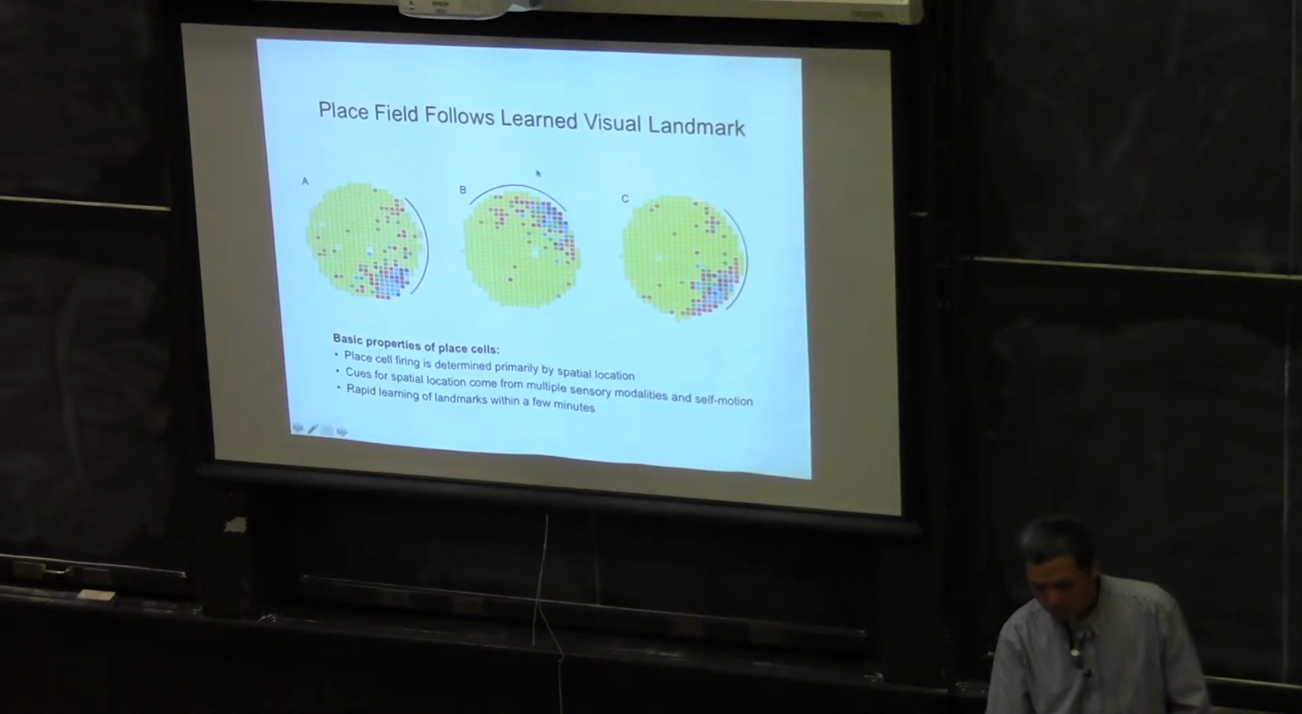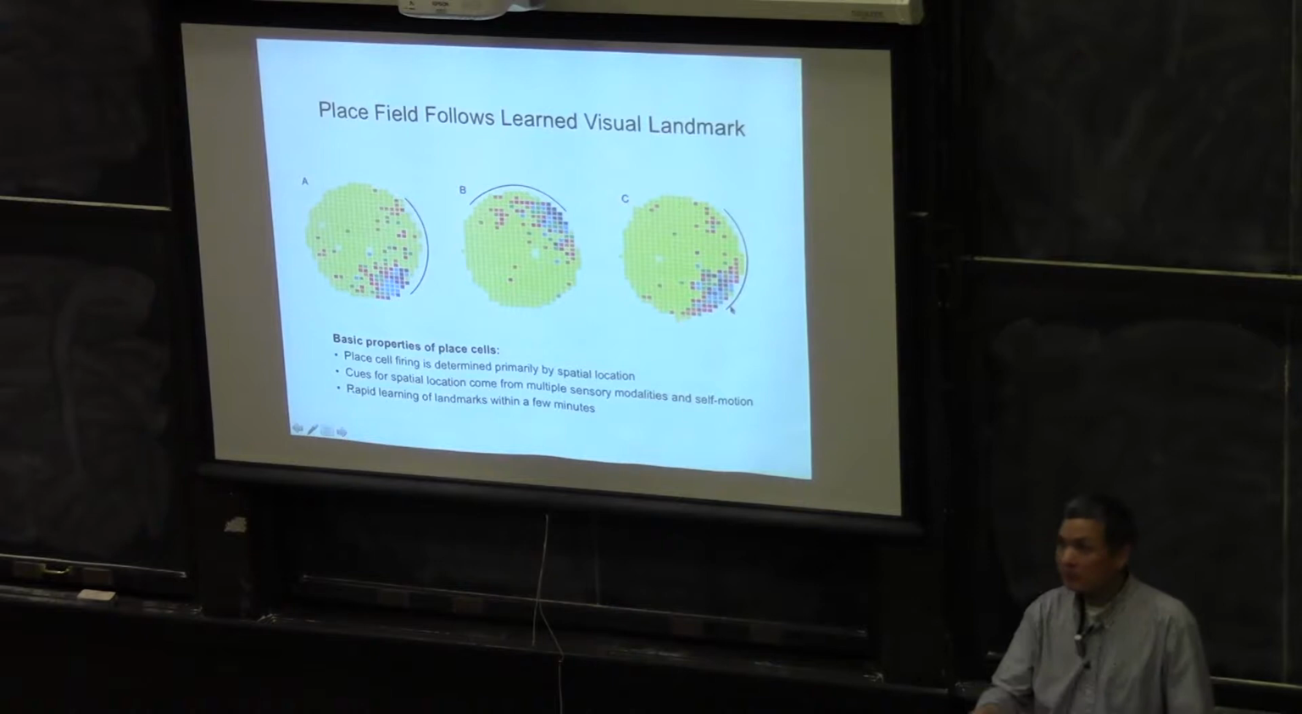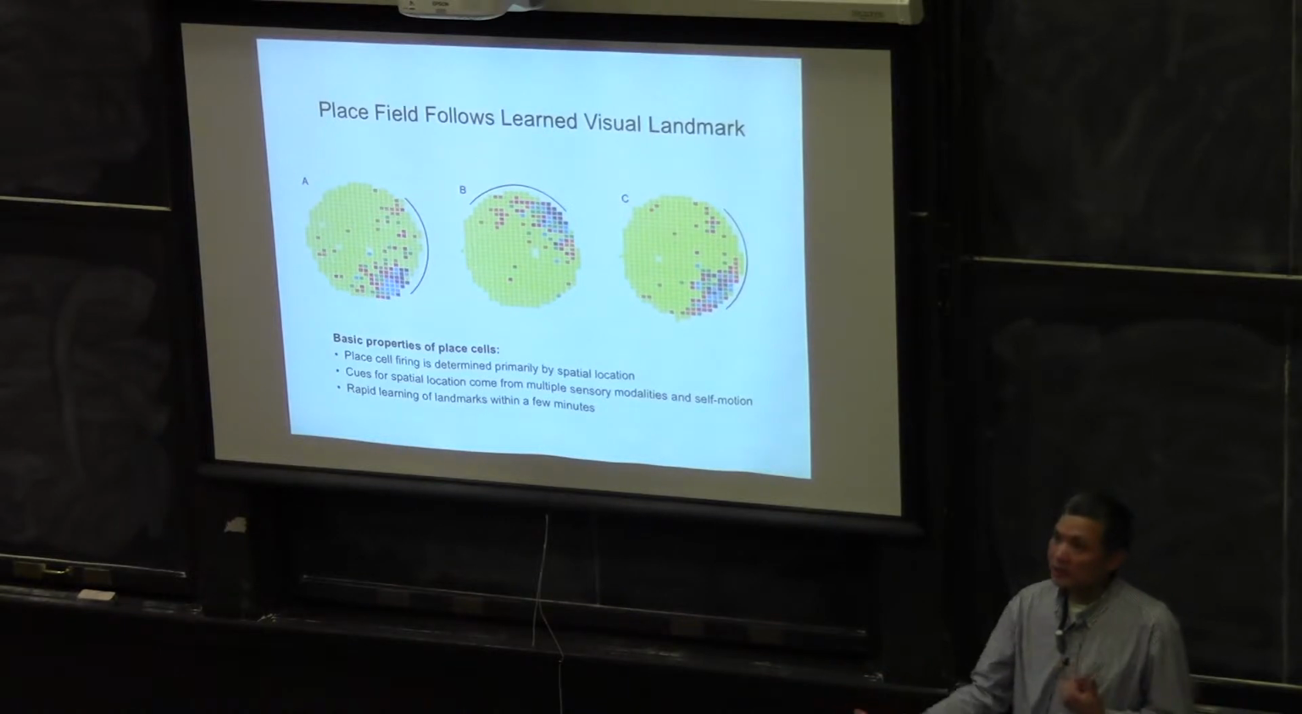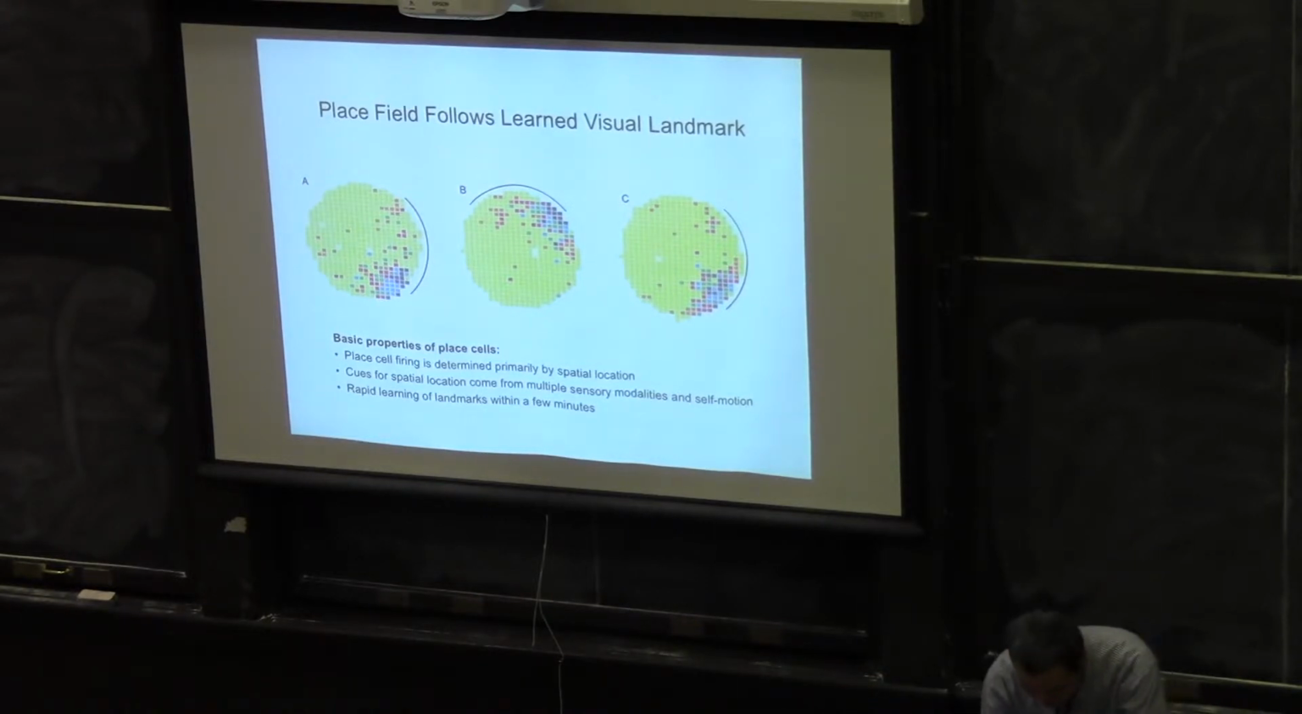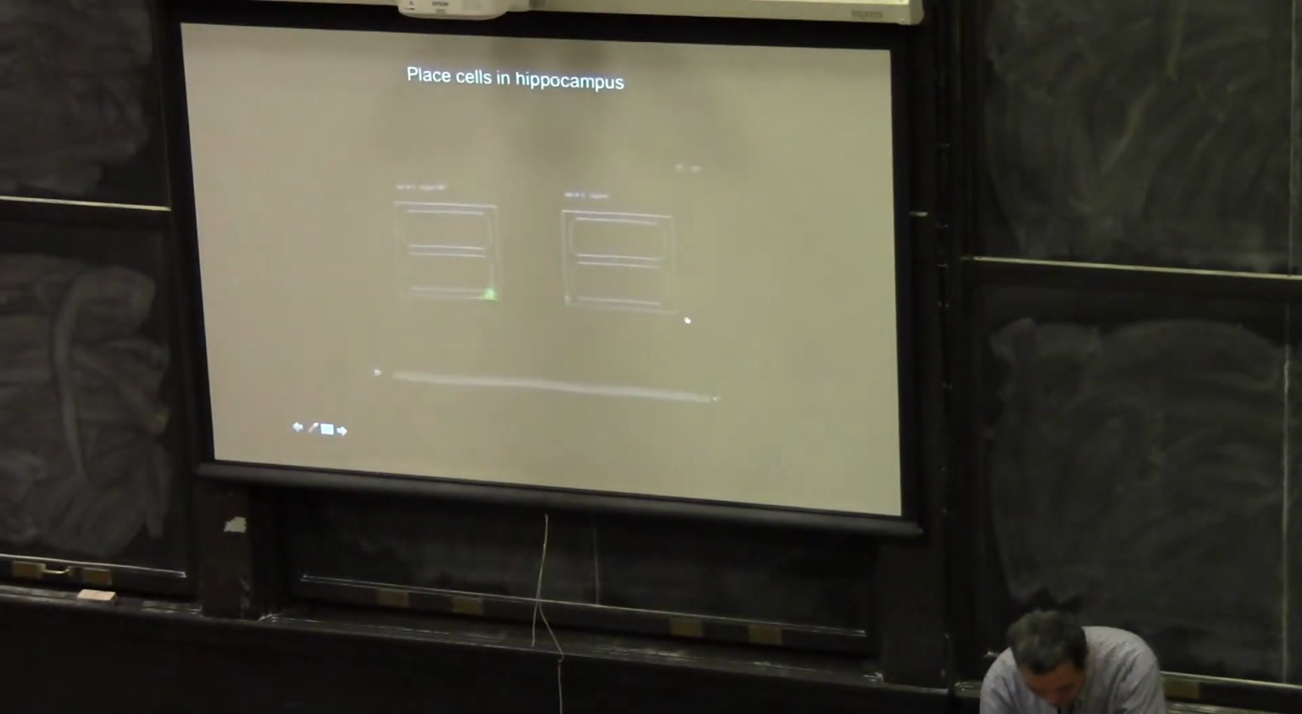Then you move the card to a new location, you shift it back, and the place field comes back. It's anchored relative to a familiar landmark. So here the video shows a place cell on a track. This is a figure 8 maze.